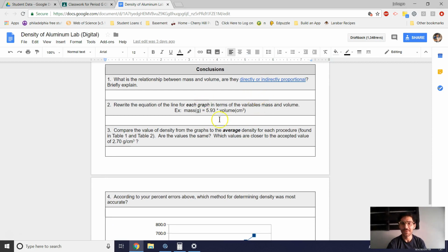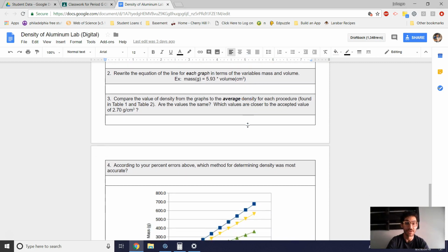Rewrite your equation for the line for each graph. Before, we should have an equation like y equals something. Well, what's on your y-axis? Instead of writing y, plug in whatever you have on your y-axis. Then you have your slope of the line, and whatever is on your x-axis. I don't want to give away too much here.